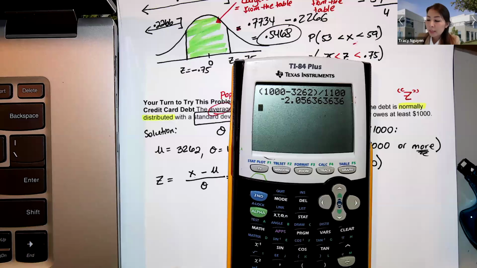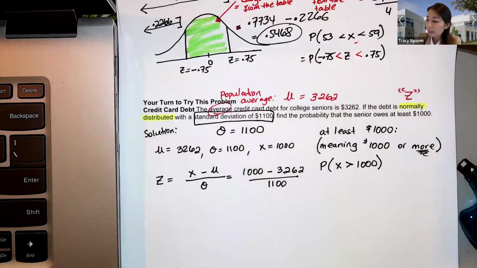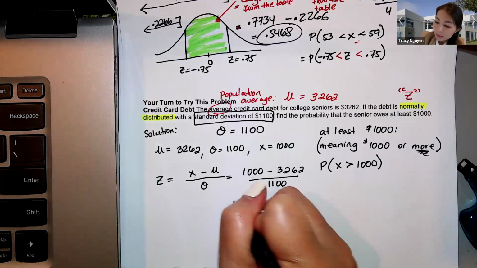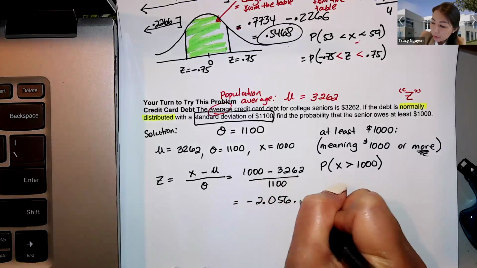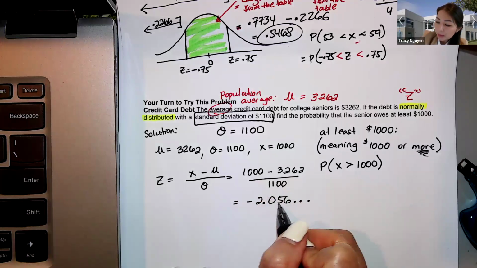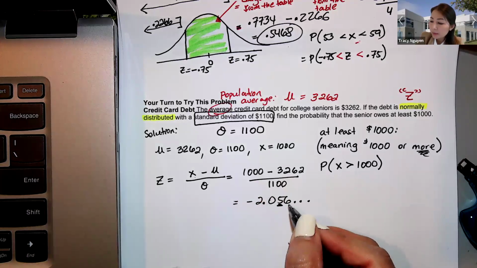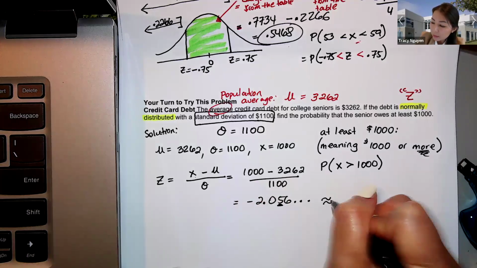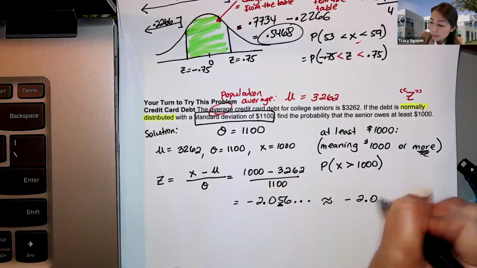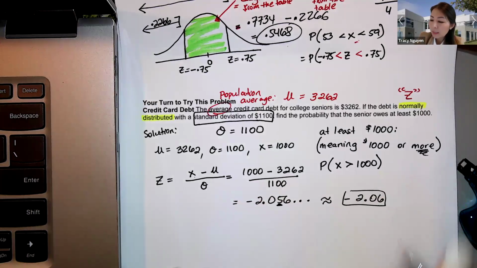Press enter. Here is what we get, negative 2.056. With more decimal places, negative 2.056. We're going to round to 2 decimal places here. Underline the second digit. We look at the digit to the right, it's 5 or more because we have a 6 here. We're going to increase the underlined digit by 1, so we have negative 2.06.